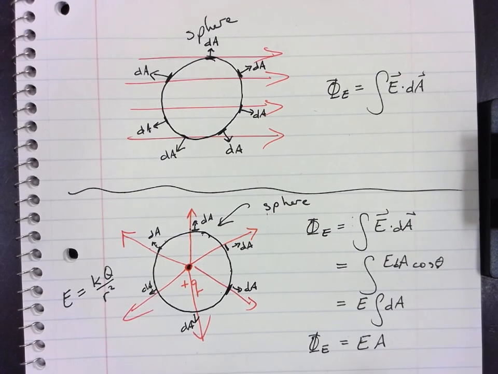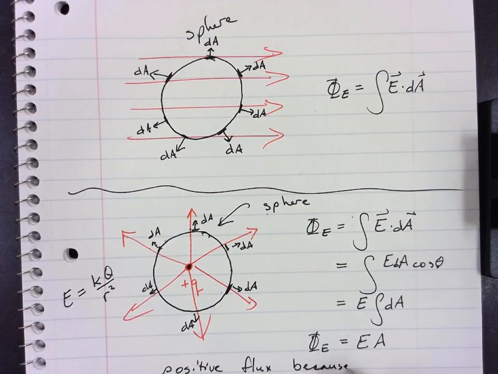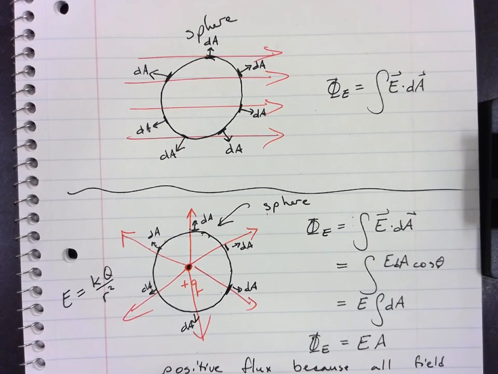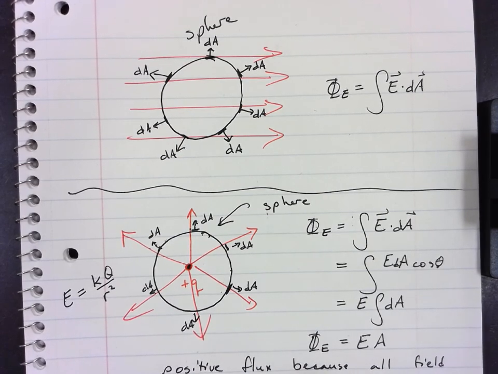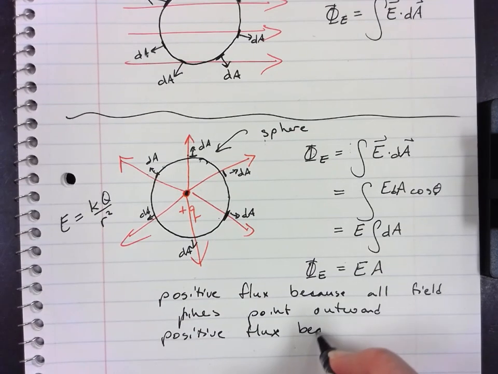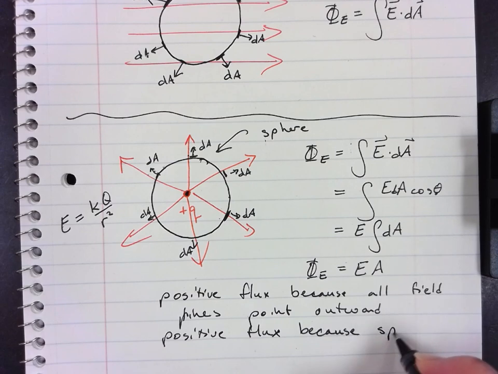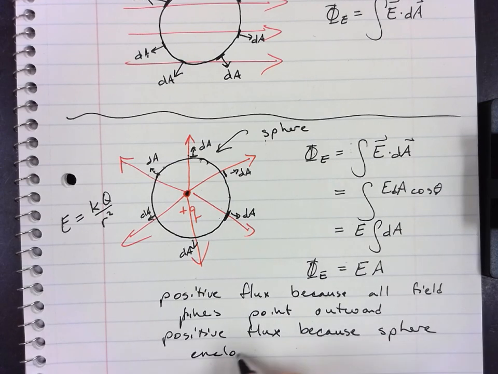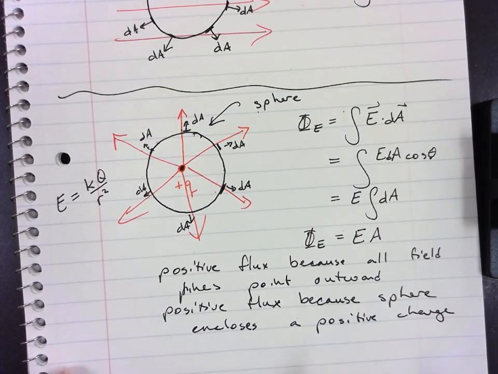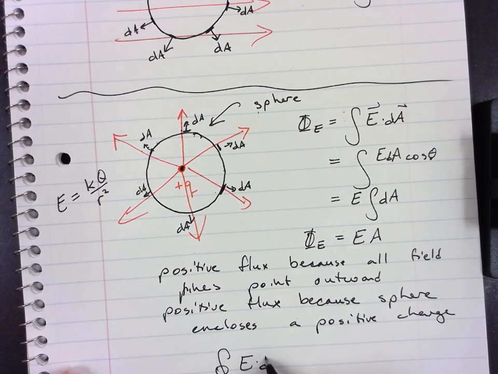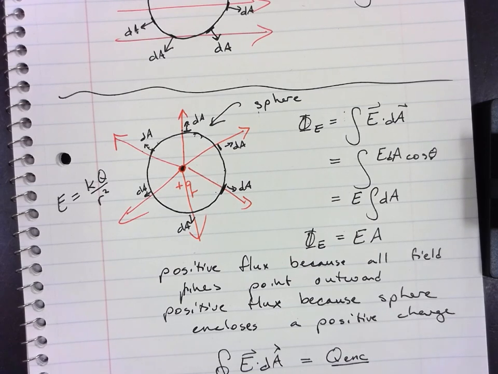Notice I got a positive answer. We got a positive flux because all the field lines point outward. We also got a positive flux because the sphere encloses a positive charge. That's Gauss's law. The integral of E dot dA, which is the flux, equals Q enclosed divided by epsilon naught.